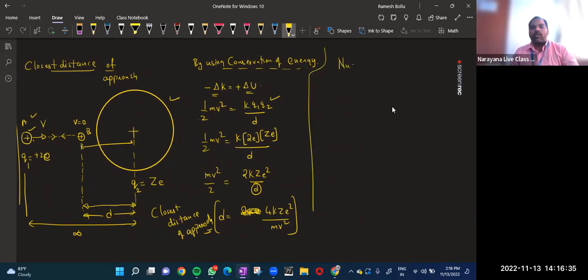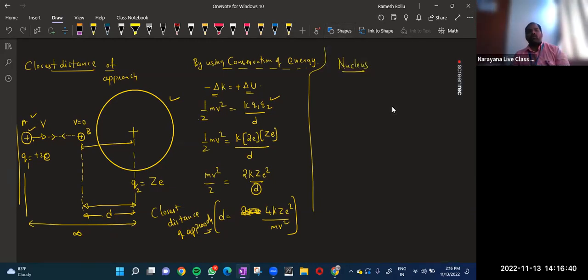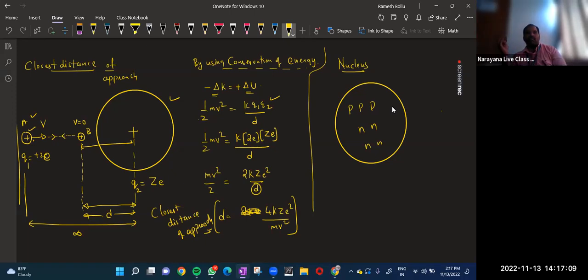Nuclei, nucleus. If you see the nucleus, according to this Rutherford Geiger-Marsden experiment, what is the shape of this nucleus? It is also spherical in shape. And inside the nucleus, what major things are residing? Protons and neutrons. Many particles are there, but the major mass contributing particles are protons and neutrons. Other than them, many particles are there.